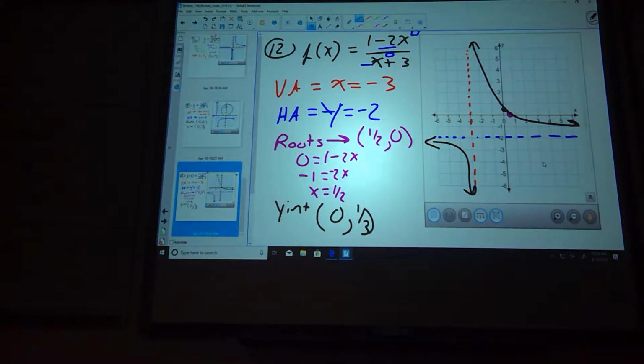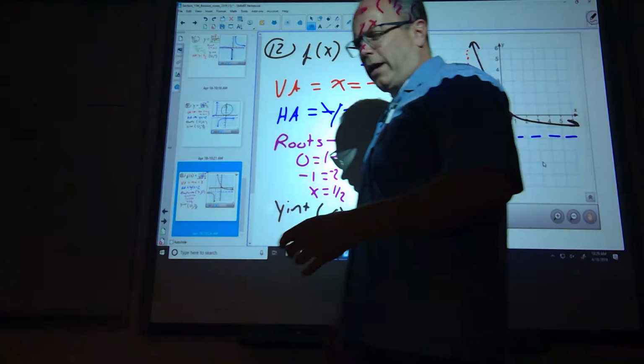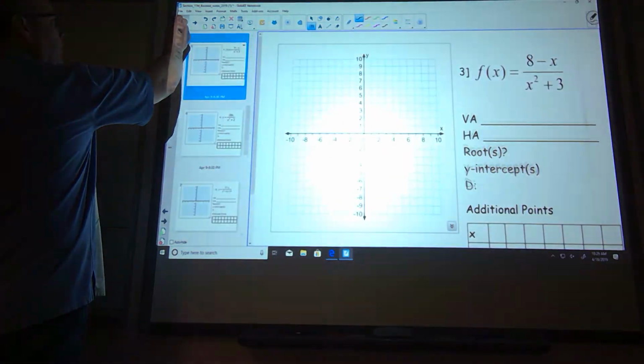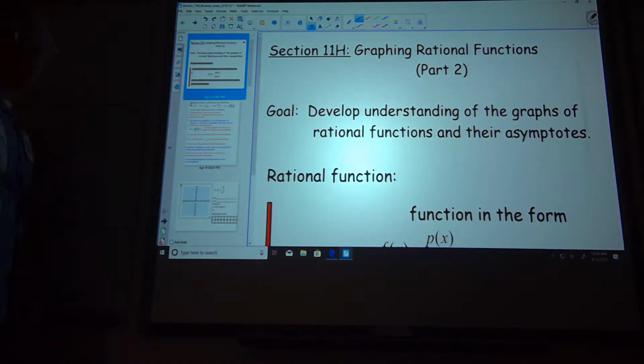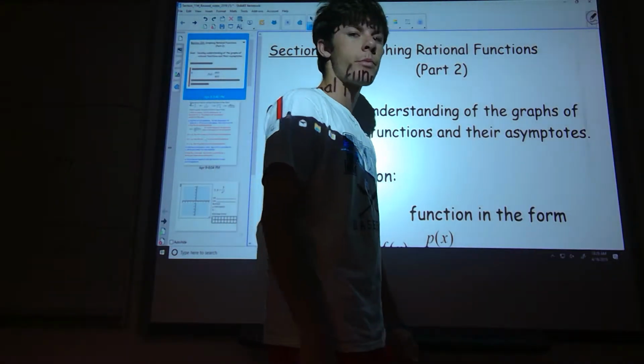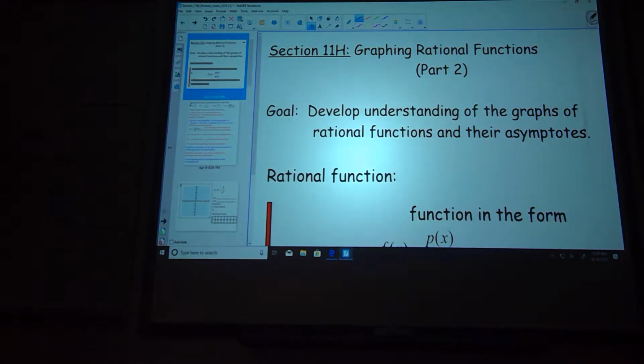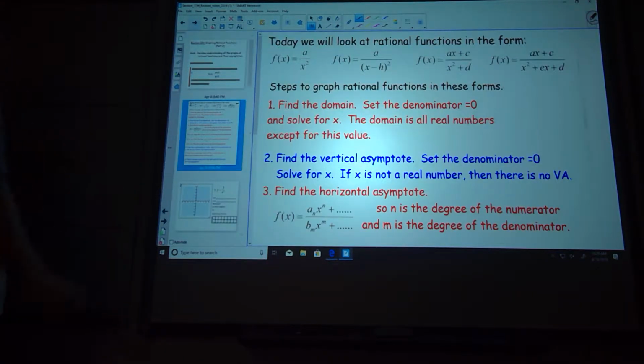Alright. Notes. Pretty quick, pretty easy, I think. Let's see how bad your teacher can screw it up. Alright. So we've talked about vertical asymptotes, we've talked about horizontal asymptotes. So we're gonna have one last one when it changes the horizontal asymptote a little bit. Diagonal asymptote. Not there yet. We'll get there.